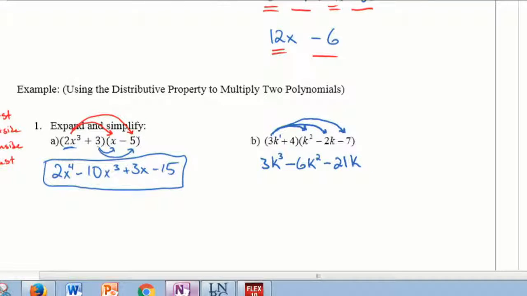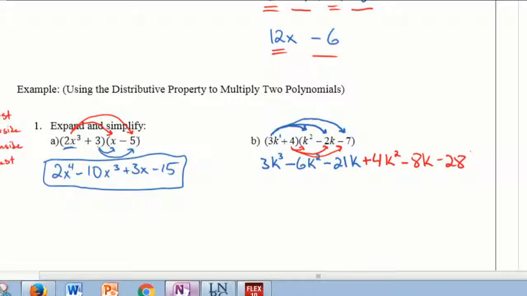Now I need to do the exact same thing with my 4 here. Take my 4 and multiply by my k squared. So maybe I'll do this in red. 4k squared. I'm going to take my 4 and multiply by negative 2k. 4 and 2 gives me negative 8k, and then my 4 times my negative 7. So negative 28. So just multiplying everything in the first bracket by everything in the second bracket.